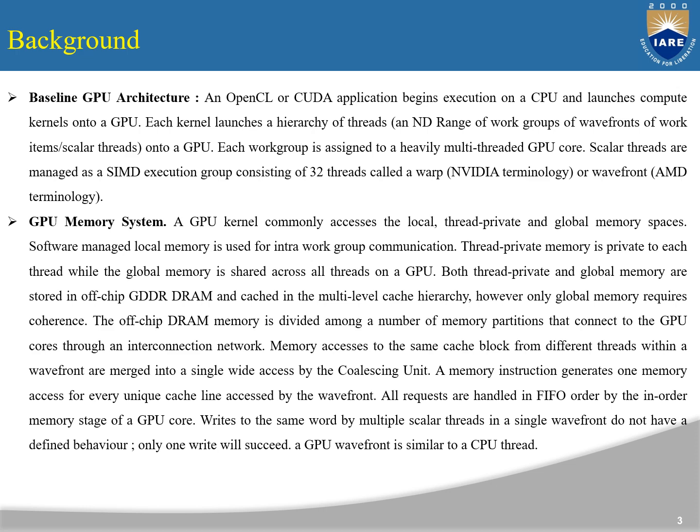The off-chip DRAM memory is divided among a number of memory partitions that connect to the GPU cores through an interconnection network. Memory accesses to the same cache block from different threads within a wavefront are merged into a single wide access by the coalescing unit. A memory instruction generates one memory access for every unique cache line accessed by the wavefront. All requests are handled in FIFO order by the in-order memory stage of a GPU core.